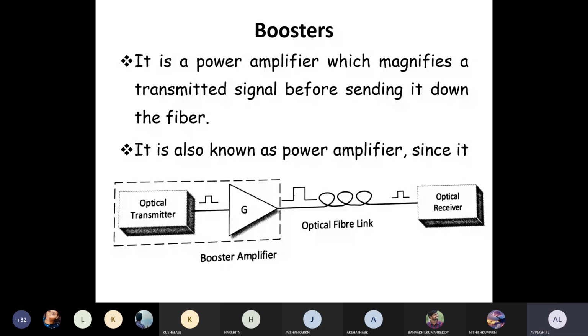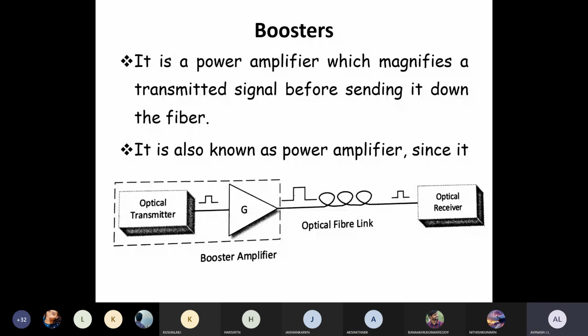Just a minute, the network is having some problem. Okay, it came now. Are you able to listen properly? Can you listen? Yes, sir. Okay, thank you.